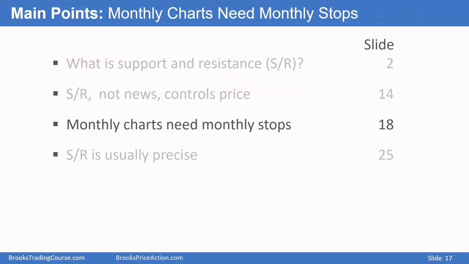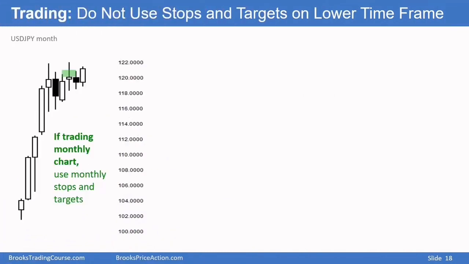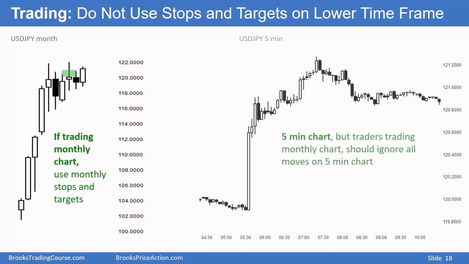Monthly charts, you need monthly stops based upon the monthly chart. And the monthly chart of the dollar versus the yen. If you're trading on the monthly chart, use stops based upon the monthly chart. Don't go looking at the daily chart or 5-minute chart for your stops. Here's the 5-minute chart. If you're trading that monthly chart and you happen to look at the 5-minute chart, ignore the moves on the 5-minute chart. Only pay attention to the monthly chart.